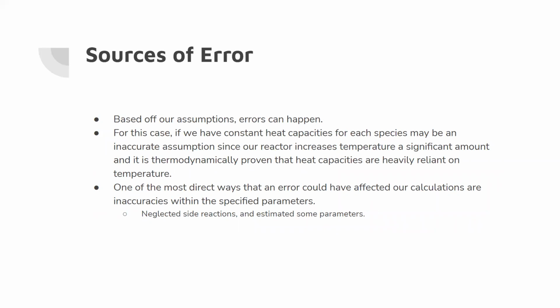The sources of error that could result from this water gas shift reaction were based off our assumptions. For this case, constant heat capacities for each species may be an inaccurate assumption since our reactor increases in temperature to a significant amount, and it's thermodynamically proven that heat capacities are heavily reliant on temperature. One of the most direct ways that error could have affected our calculations is inaccuracies within the specified parameters. We neglected side reactions, which you will have to consider in industry, and we estimated some parameters that we couldn't find from research.